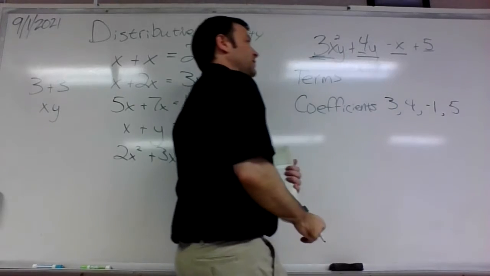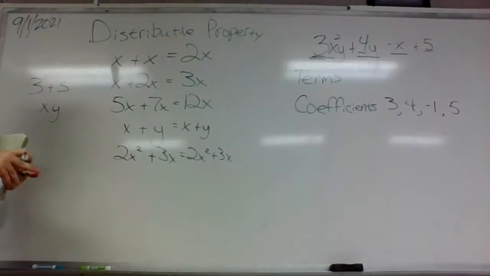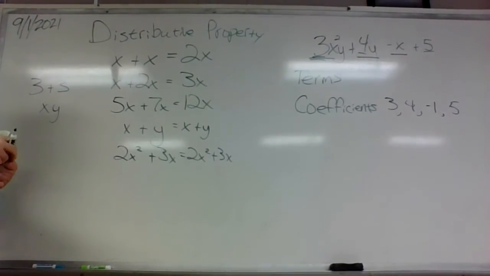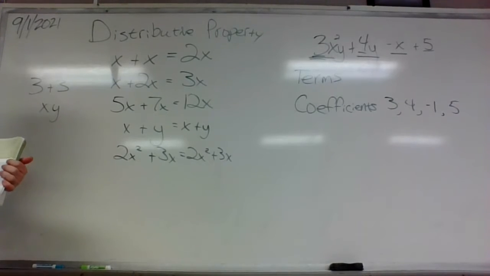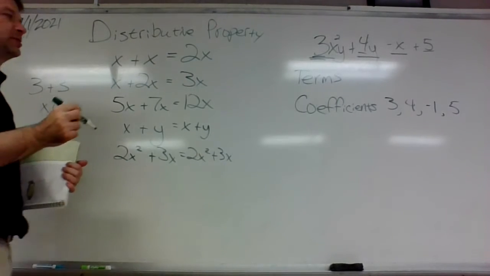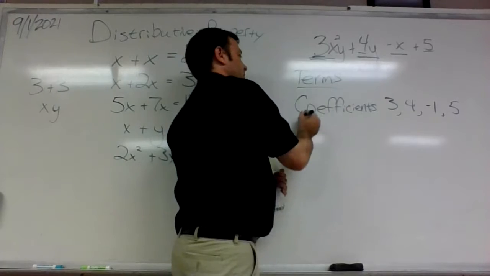And the 5 is just a 5. So those are the coefficients for that thing. And it has 4 terms now. Okay, those are the 2 definitions we need.